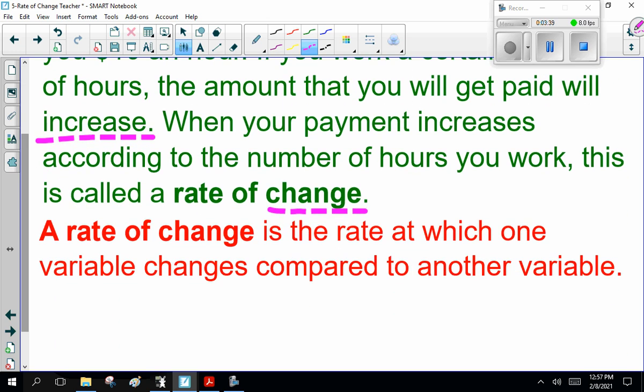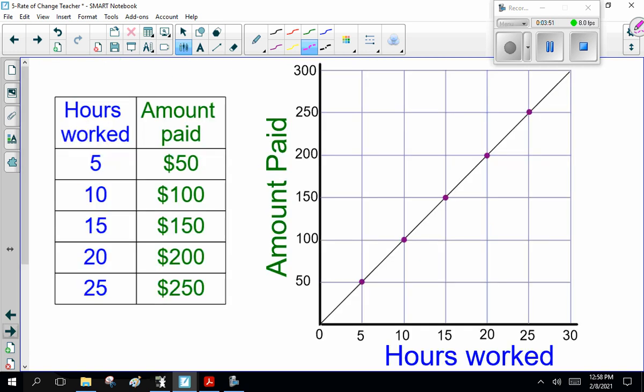The rate of change is the rate at which one variable changes compared to another variable. Now, here we go. Hours worked, amount paid. And here's why I set it at $10 an hour, to keep the math simple. 5 hours worked is $50 paid. 10 hours worked is $100 paid. And we can graph that here. See hours worked on the x-axis, amount paid on the y-axis.